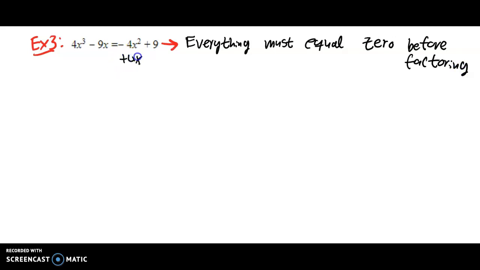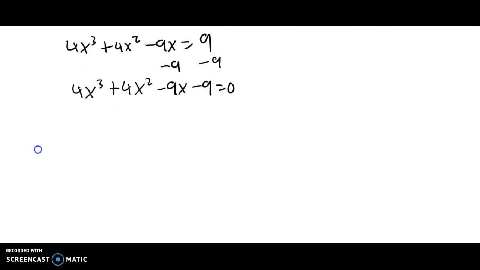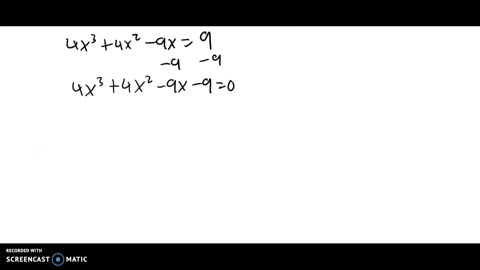Okay, I'm going to add over this 4x squared, 4x cubed. I'm going to put 4x squared next so that our exponents are in order. Minus 9x equals 9. We're going to take away this 9. It has no variable, so we're going to put it at the very end. So I've got 4x cubed plus 4x squared minus 9x minus 9 equals 0. Great, it all equals 0. Now I'm ready to factor.